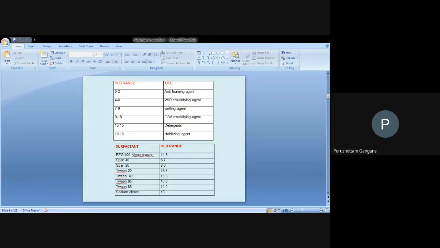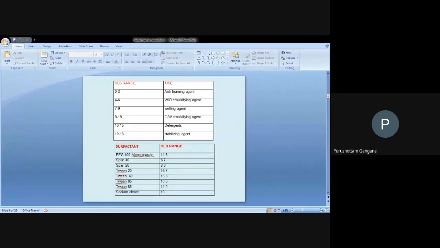Most of the time what happens? You require some particular HLB value for a formulation, but a surfactant of that HLB value is not available. In that case, you can mix two surfactants to produce the particular HLB value. That practice can also be used. By mixing 2 or 3 different surfactants, you can produce a surfactant of the particular HLB value that is essential for your formulation.